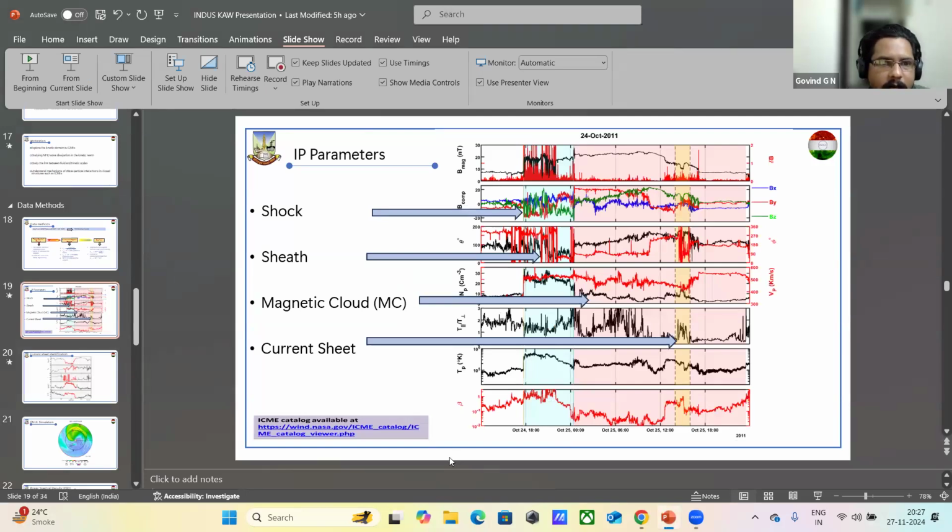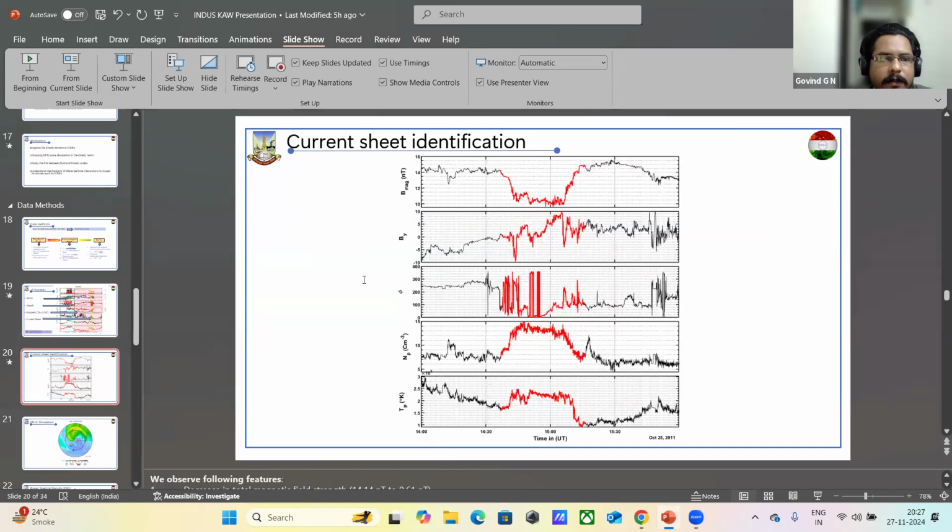Anyone else? There's a hand from Yogesh. Yeah, Yogesh. I may have missed it, but in what frame of reference have you calculated the magnetic helicity?